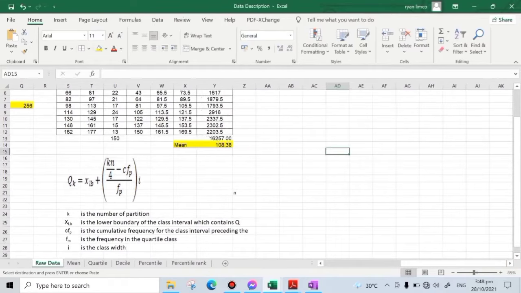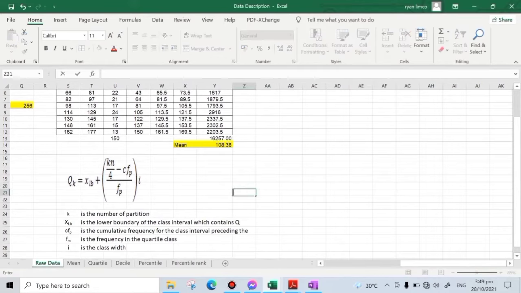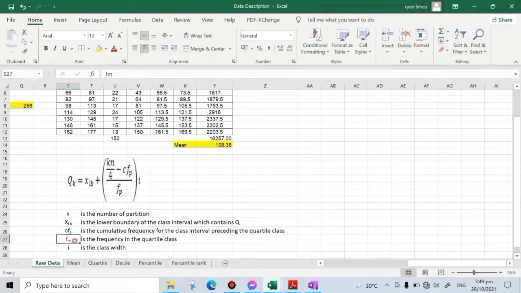So this is the formula for the quartile. Formula natin for the quartile, we have the Q is equal to XLB. XLB is the lower boundary of the class interval which contains Q. The K here is the number of partition. The CFP here is the cumulative frequency for the class interval preceding the quartile class. The FQ is the frequency in the quartile class, and I is the class width.